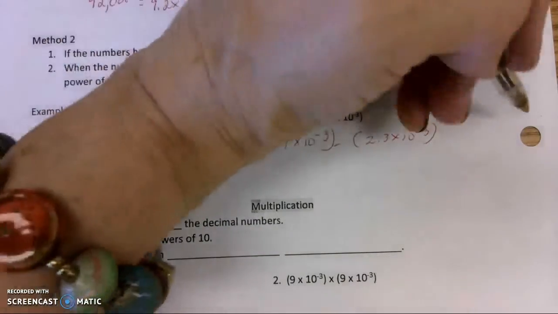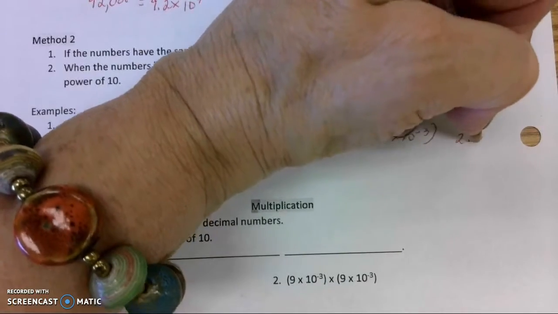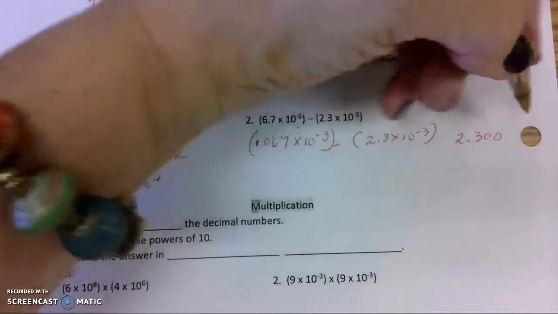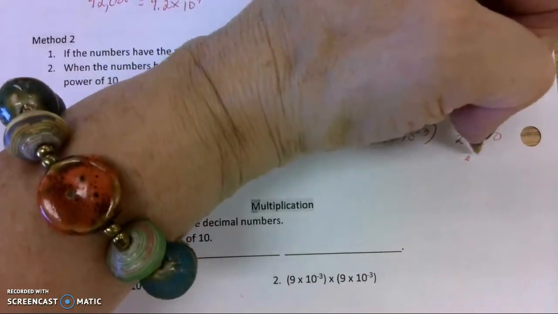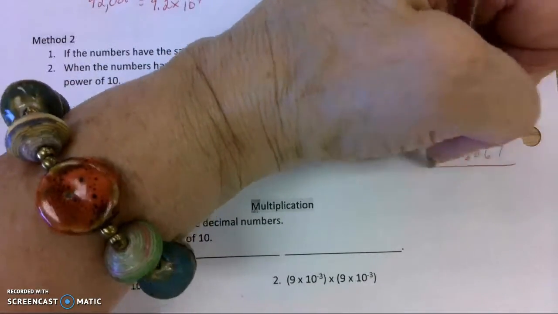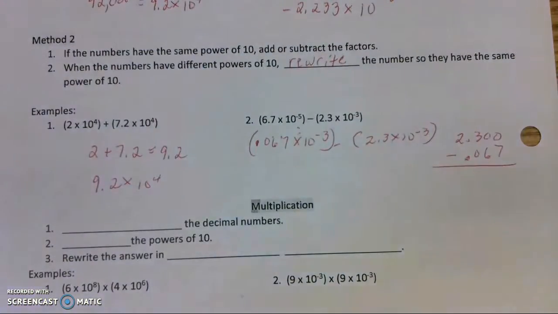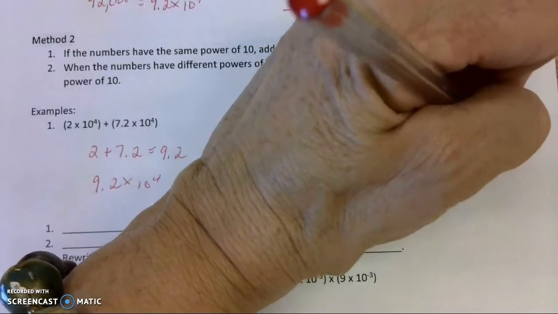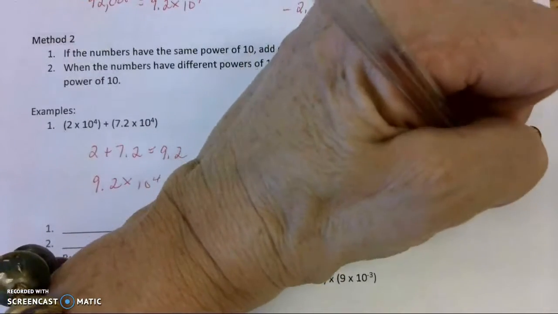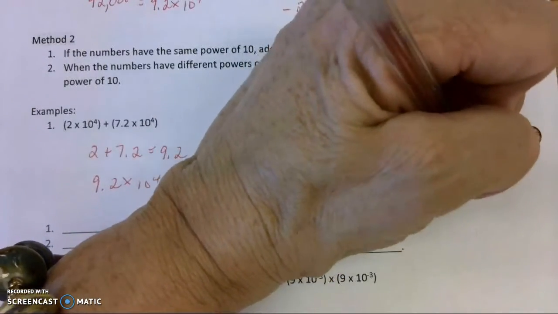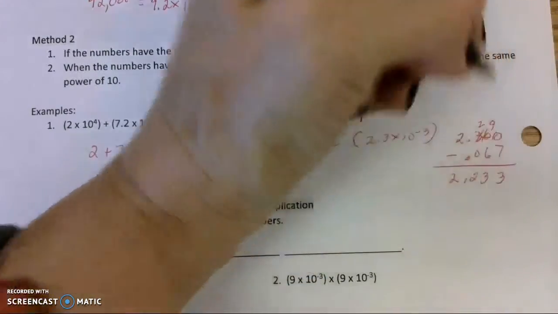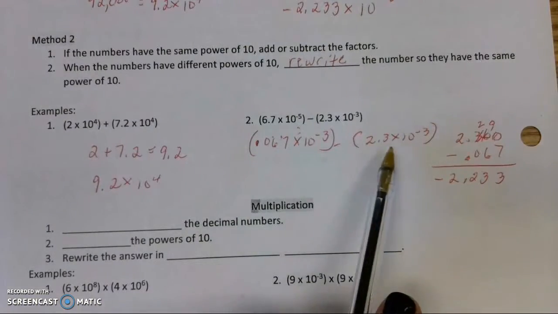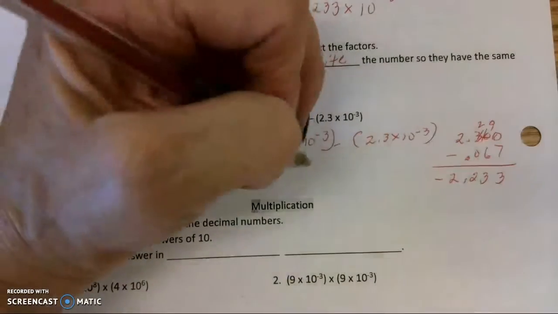2.3 is greater than 0.067. Just add in 2 zeros. Line up your decimal point and subtract. Okay, and then when you subtract, you get 2, 9, so that's a 3, 3, 2, bring down your decimal point, 2. My answer is negative because 2.3 has a greater absolute value.